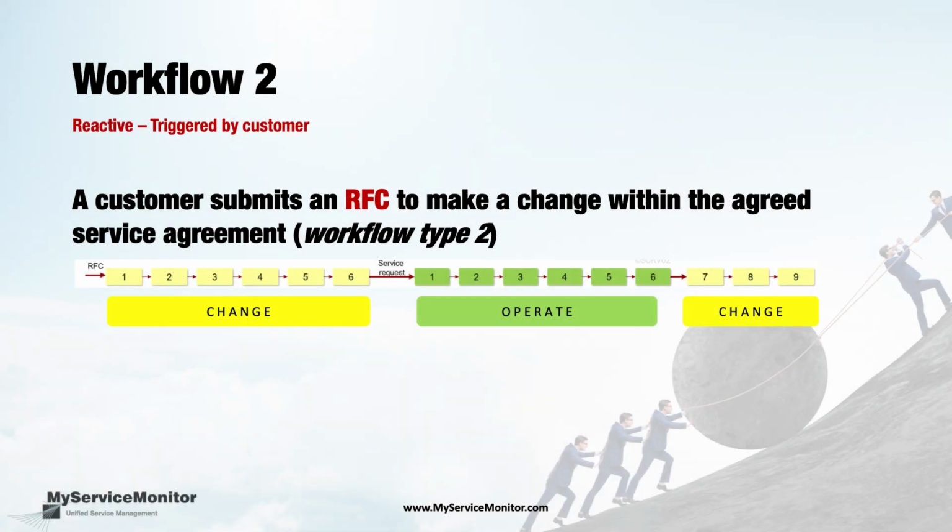Workflow 2 is also triggered by the customer, and so is also a reactive workflow. Now, this time, the customer submits a request for a change that's within the scope of the service agreement. Note that this means what the customer is asking to change is under change control, and so the Managed Infrastructure Register, or CMDB, will need to be updated. Once operation has executed the change, it notifies change management, who verifies the change, updates the CMDB, and closes the RFC.